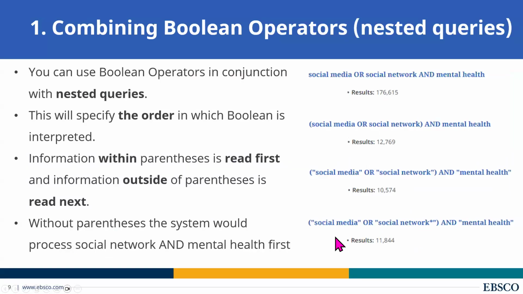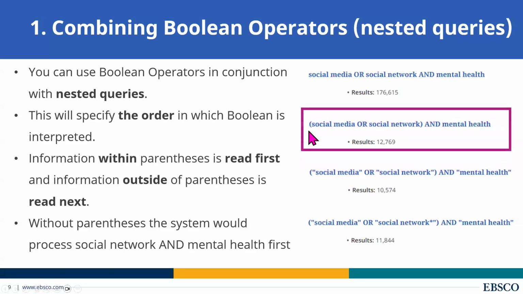Now, the second part of this I want to cover with you is something called nested queries, where we're combining our Boolean operators. So you can use Boolean operators in conjunction with nested queries. And it's important to understand how this works in EBSCO as well, because our nested queries, our parentheses, specify the order in which that Boolean is interpreted. So information within the parentheses is always read first. In this example here, I've got social media or social network in parentheses, and then I've got and mental health. So I'll be finding articles about social media or social network and mental health.